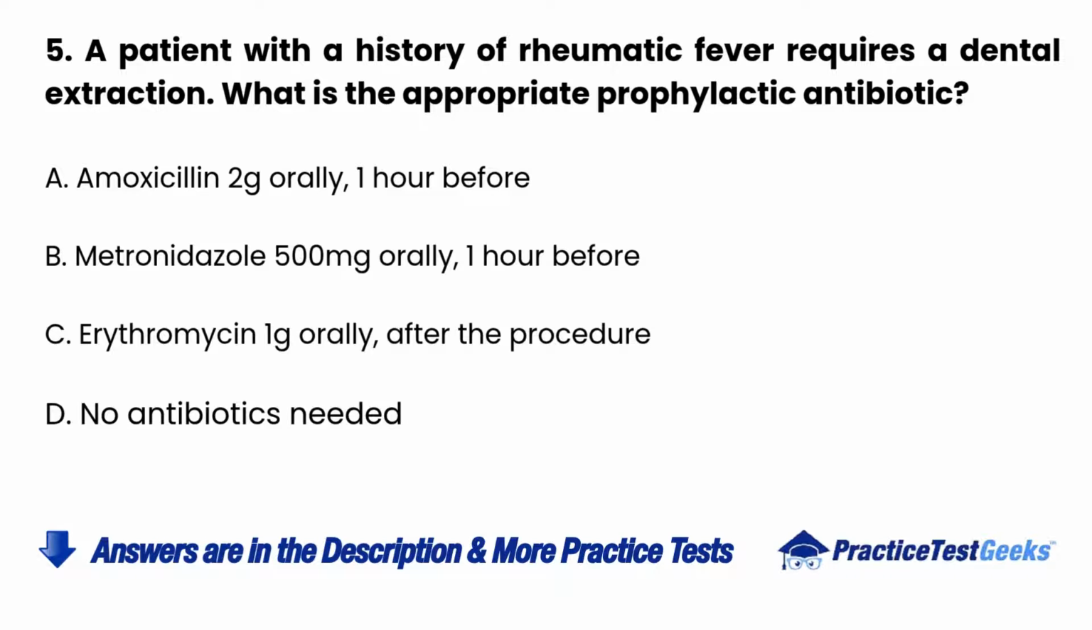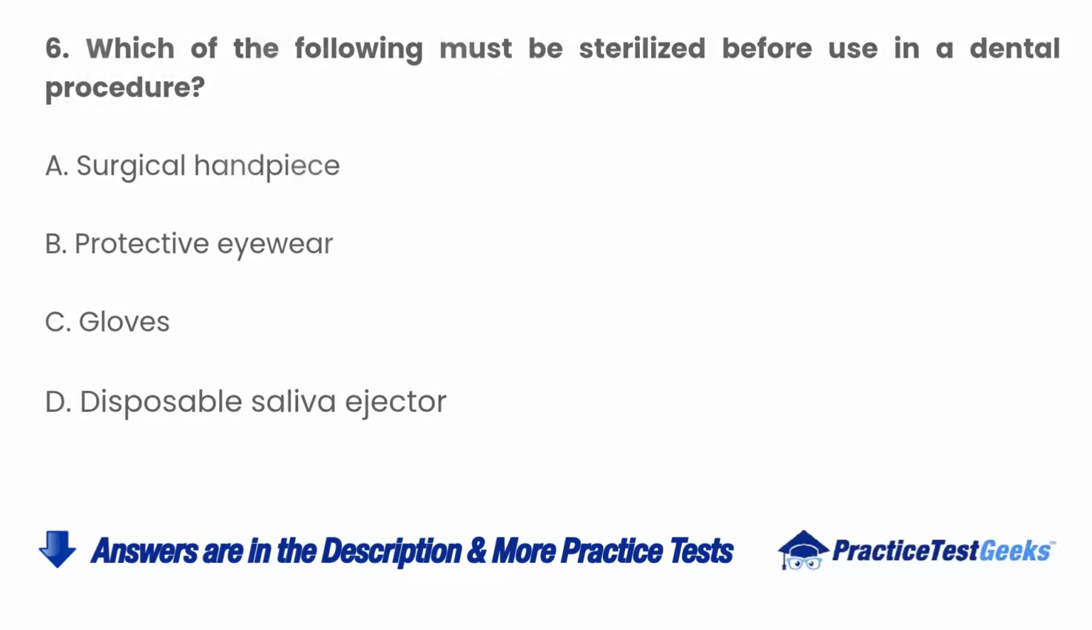5. A patient with a history of rheumatic fever requires a dental extraction. What is the appropriate prophylactic antibiotic? A. Amoxicillin 2 g orally, 1 hour before. B. Metronidazole 500 mg orally, 1 hour before. C. Erythromycin 1 g orally, after the procedure. D. No antibiotics needed.